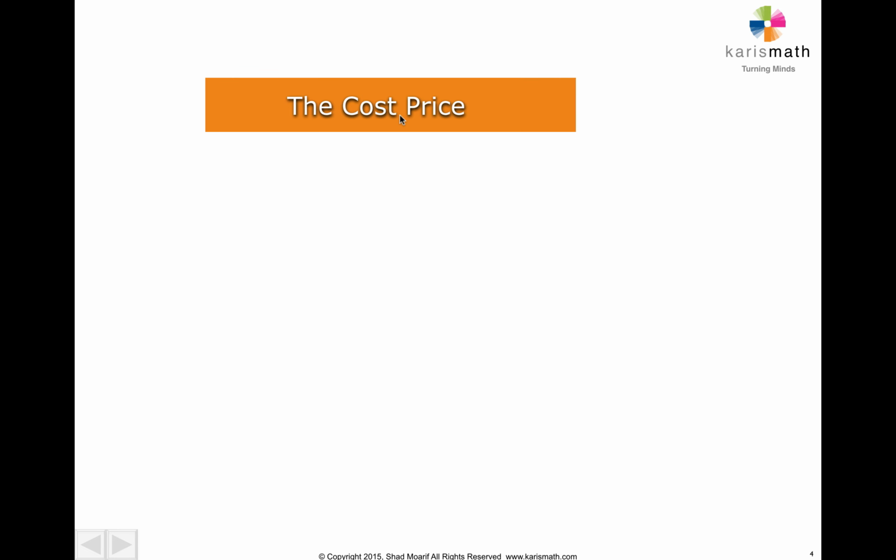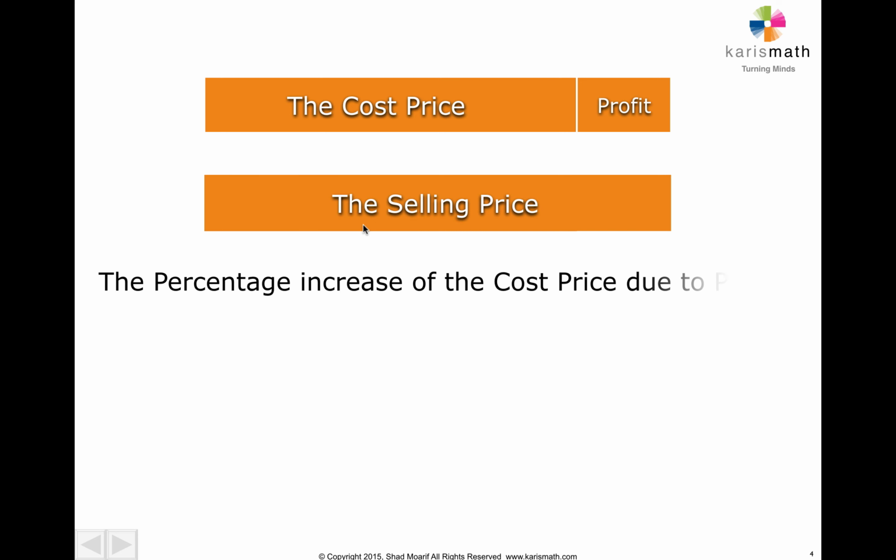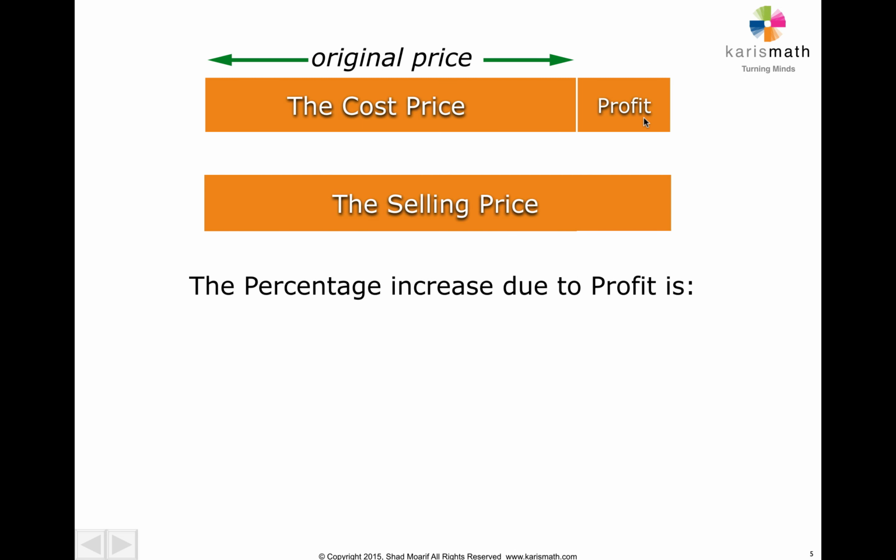The cost price is the price at which you buy. You add on a little profit to it. So the moment you add on a little profit to your cost price, you are actually going to sell it at a bigger or a higher price. So the selling price always has to be more than the cost price. So there's an increase from the cost price to the selling price, and that increase is what we call profit. And we can measure that increase as a percentage increase due to the profit.